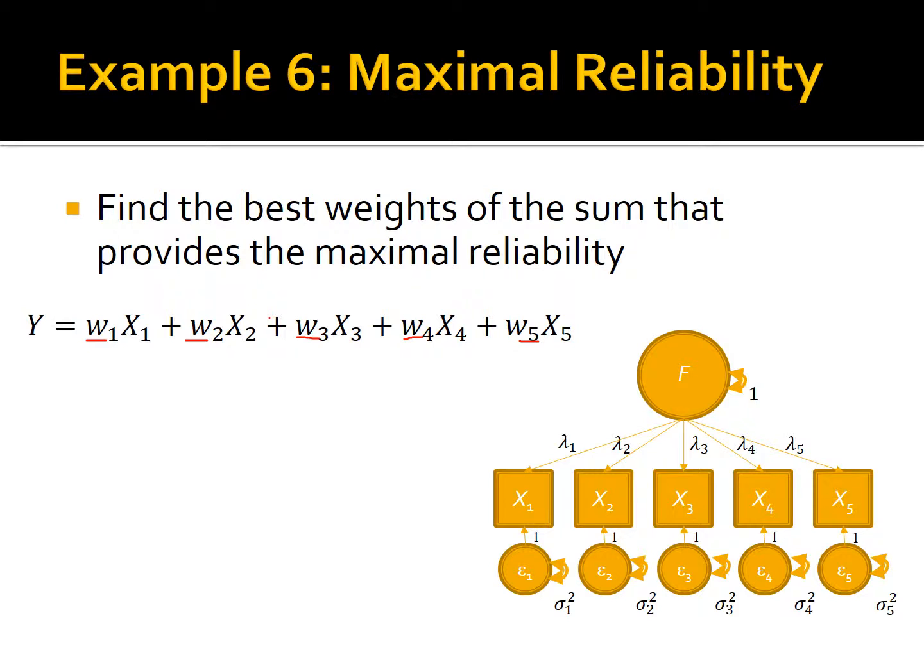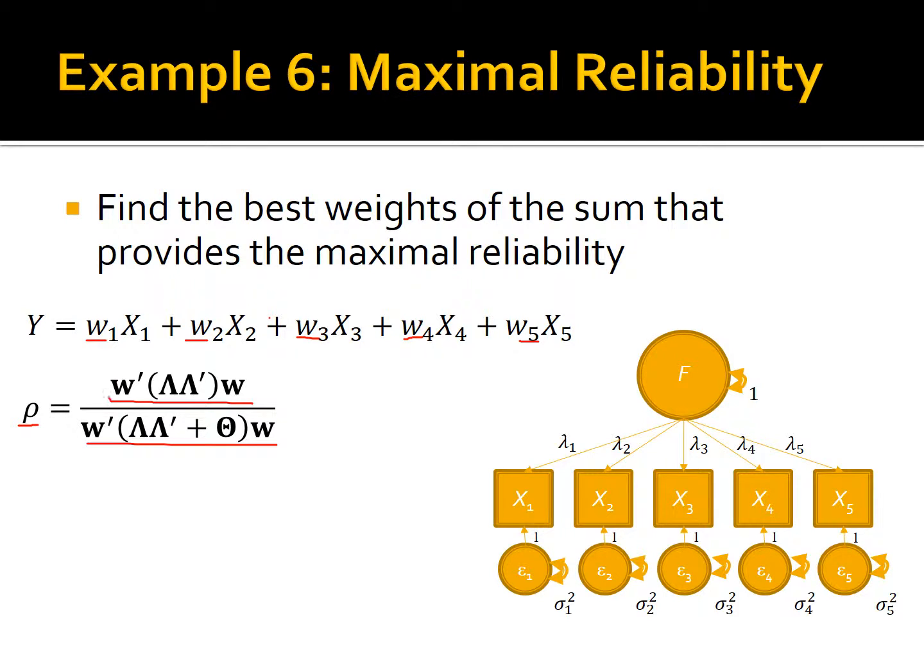Usually, we will provide equal weight, which is 1. So weight 1 equals 1, weight 2 equals 1, until weight 5 equals 1. But right now we would like to provide different weights. And the reliability can be calculated by this formula.